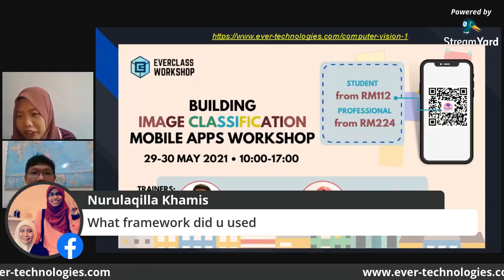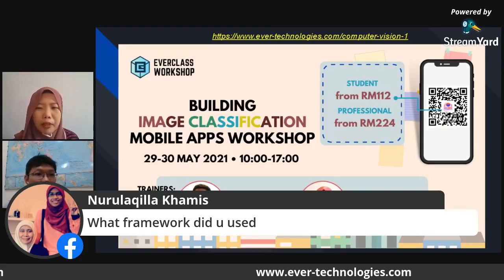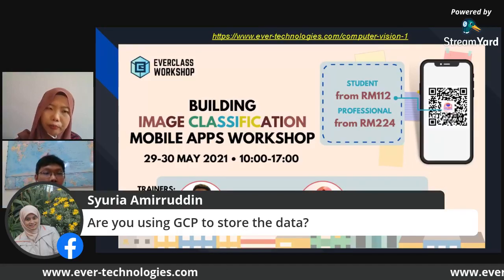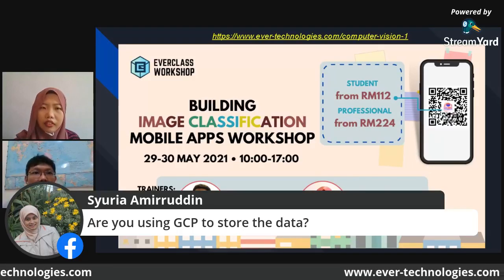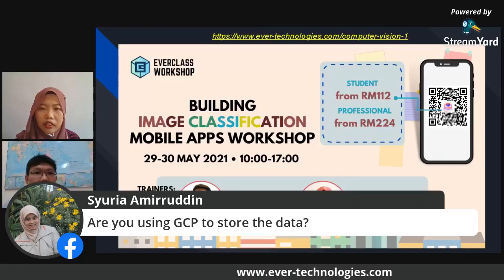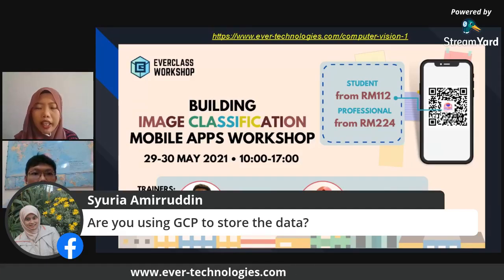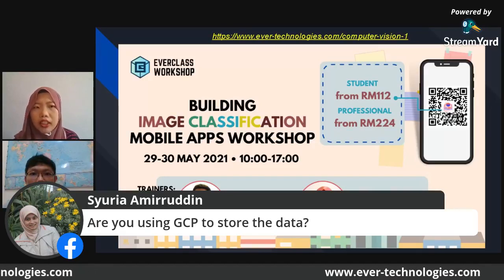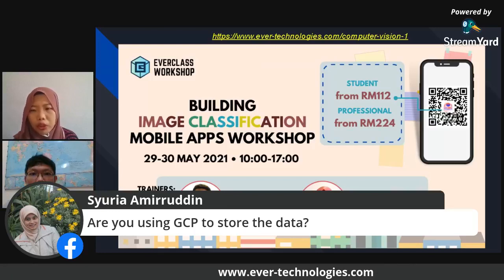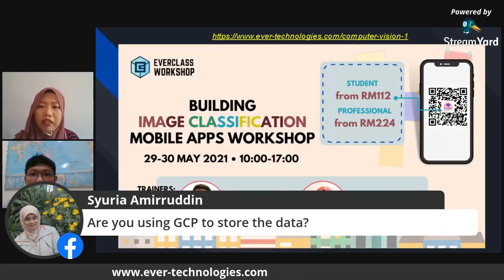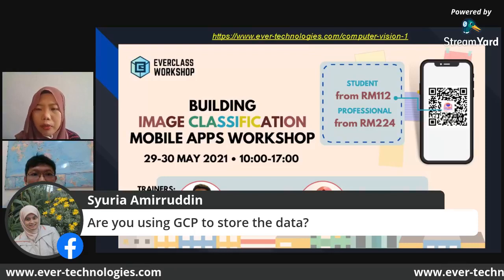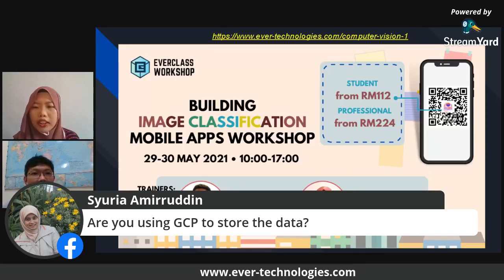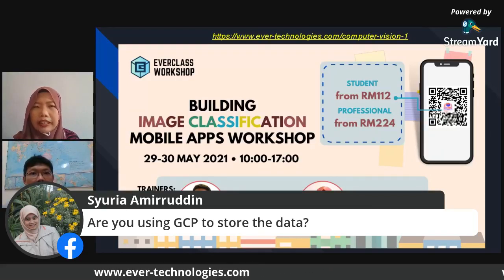Okay, we have another question from Shuria Amiruddin. Are you using GCP to store the data? GCP, which is Google Cloud Platform? Oh, no. It's local data. Yeah, you can use GCP as well. In our company, we use AWS a lot because we are part of the AWS Activate program. But if you want to use GCP, there's actually a tool in GCP for computer vision. I also take a lot of GCP courses. But for cloud platforms, once you know AWS, you will know GCP and then you will know Azure as well, because the mechanism is almost the same.